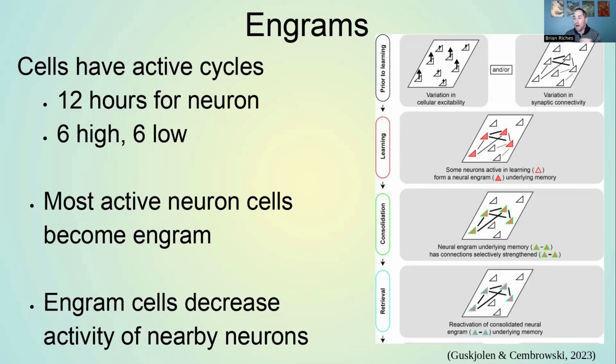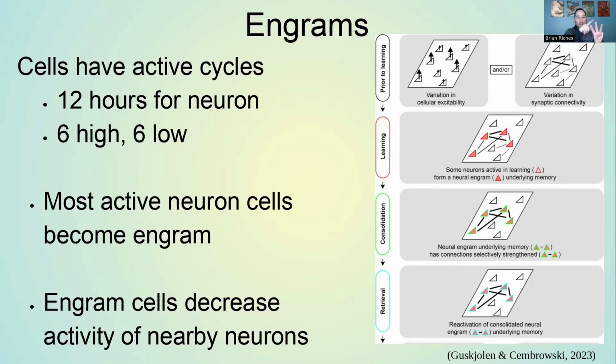So essentially, all cells have active and inactive cycles. For neurons, it's about 12 hours, so they go into high activity for 6 hours and then into low activity for 6 hours. So with that, not all neurons are at that highly active place at the same time, right? Maybe you've got three neurons next to each other. Let's make sure my camera's picking up. So let's say this one is on its low activity. This one is on its super high activity, and this one is kind of in the middle.